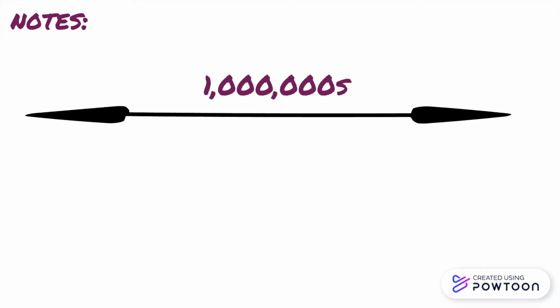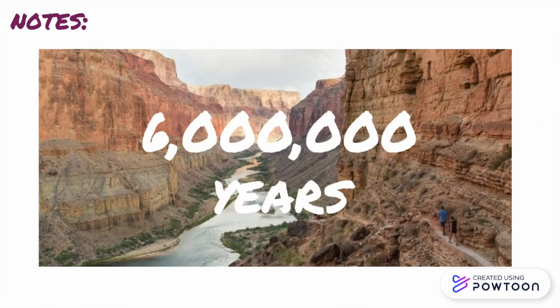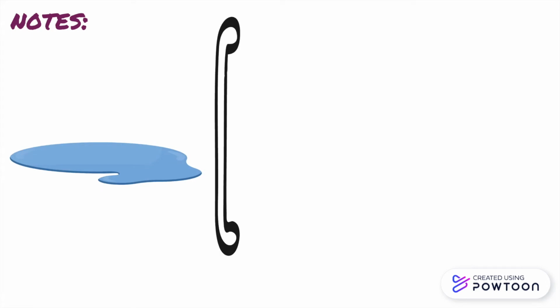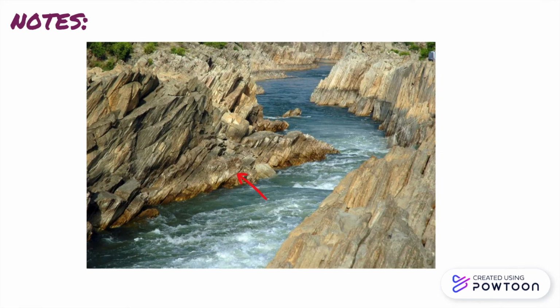It didn't take just one swoosh to make the Grand Canyon. It actually took 6 million years. Water is the main cause of weathering, either as rain, ice, or waves. When water seeps into the cracks in rocks, it freezes, expands, and eventually breaks the rock.